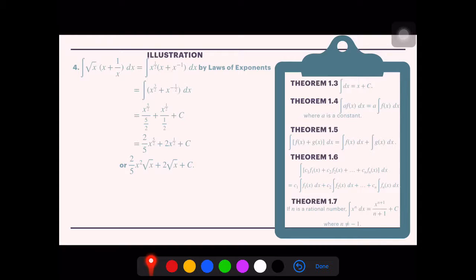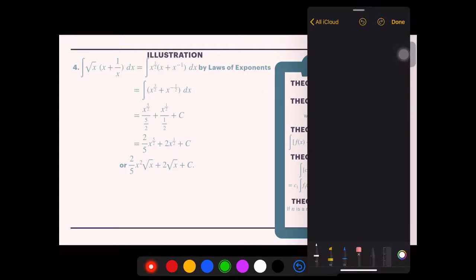Distributing now x to the 1/2, we'll now have x to the power of 3/2 plus x to the power of -1/2. How come we have 3/2 and -1/2 for the exponents of x? For the benefit of others, let's have a glimpse on how to do laws of exponents here. Distributing x to the 1/2 to the parenthesized terms, we'll have x to the 1/2 times x plus x to the 1/2 times x to the -1.